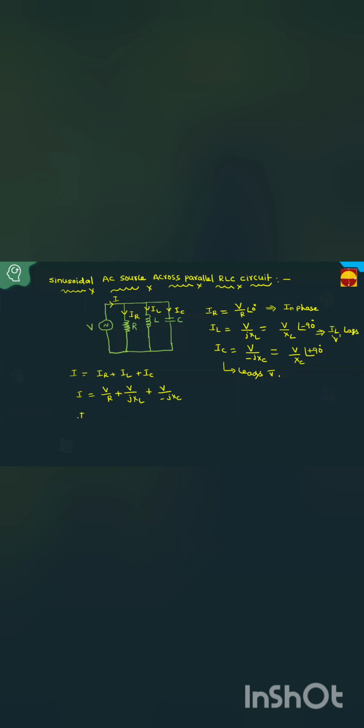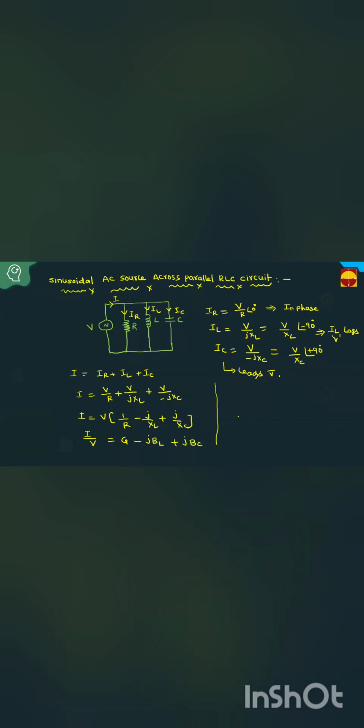Take V as common. I equals V into 1 by R minus j by XL, that you have to simplify, giving minus j by XL, plus 1 by minus jXC. But this minus j you bring into the numerator, that is plus j, plus j by XC. Then what is I by V? 1 by R is conductance, 1 by XL is inductive susceptance, 1 by XC is capacitive susceptance.